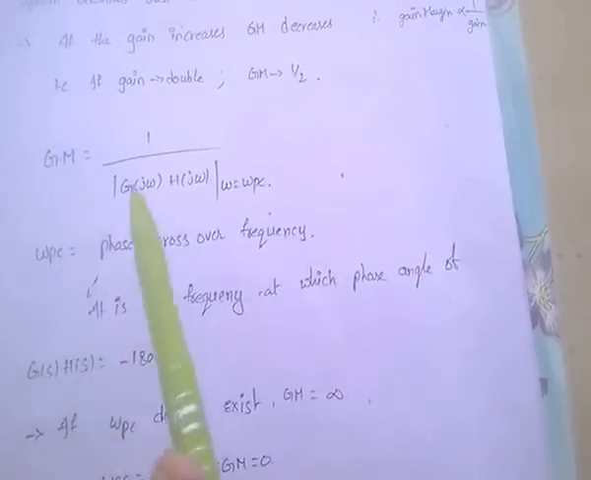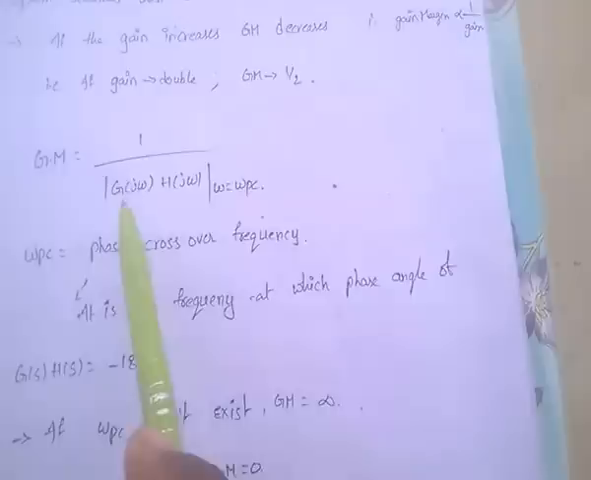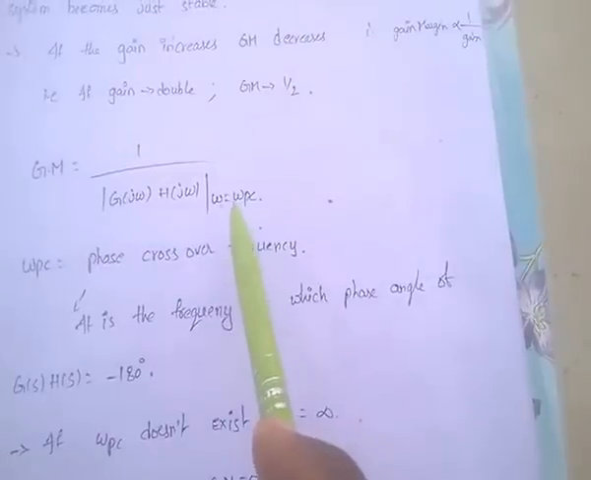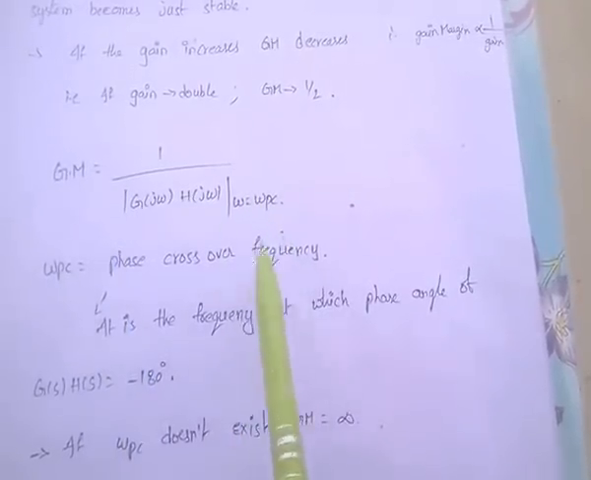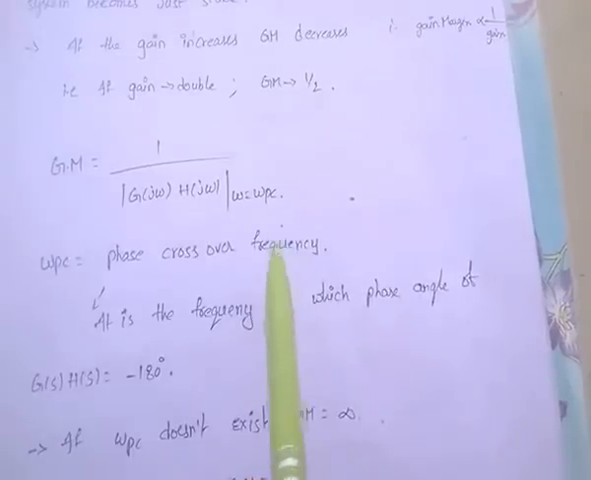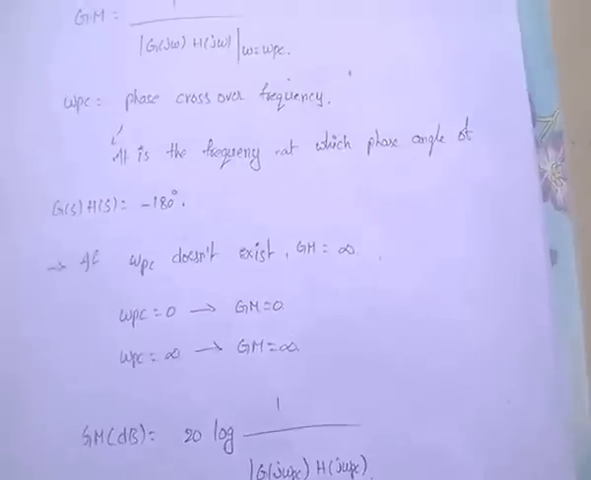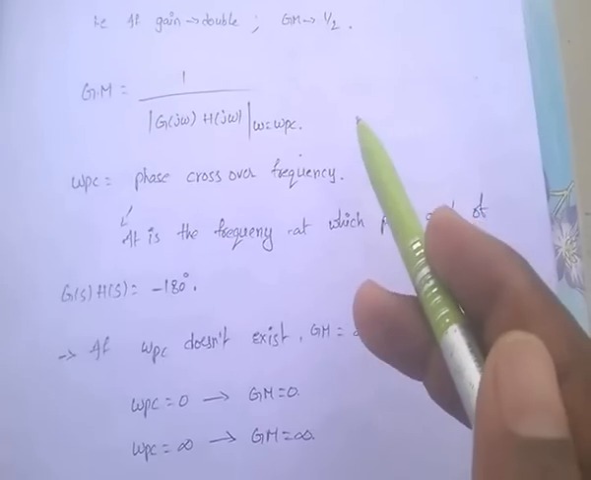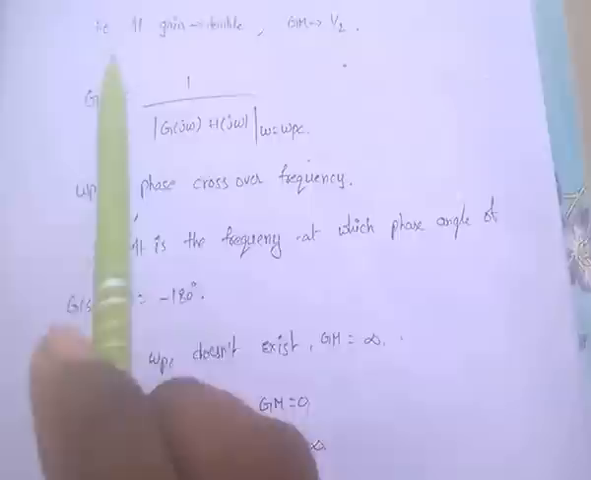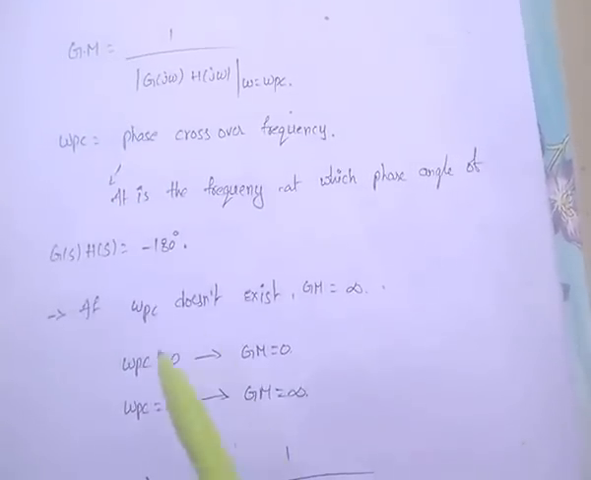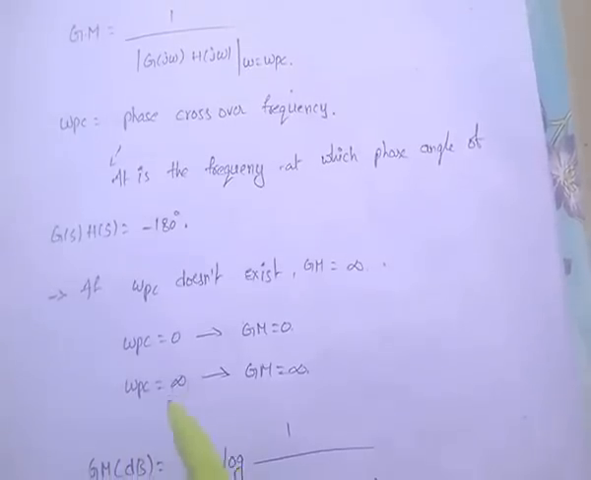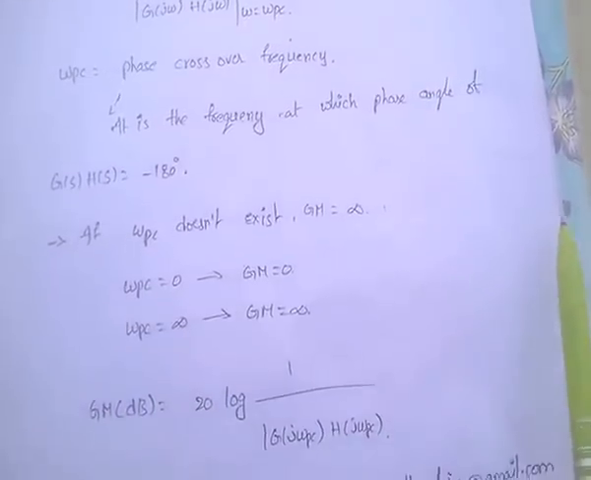What is gain margin? It is 1 by magnitude of G of j omega, H of j omega at omega equal to omega pc. Omega pc is the frequency at which the phase angle of G of s and H of s equals minus 180 degrees. If omega pc does not exist, gain margin tends to infinity. If phase crossover equals 0, gain margin is also 0. If phase crossover equals infinity, gain margin is also infinity.